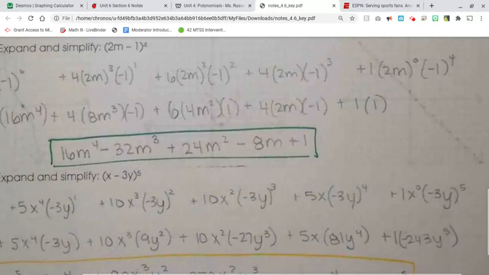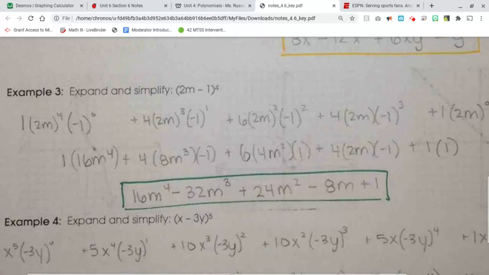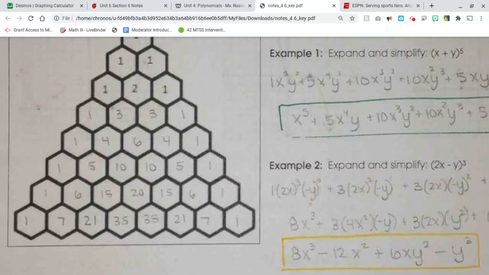So we'll go to example 3. Expand 2m minus 1 to the 4th power. So remember, to the 4th power is going to be 1, 4, 6, 4, 1.